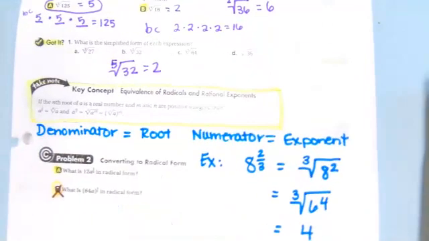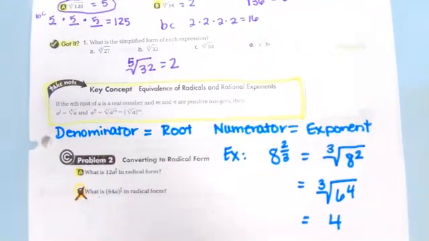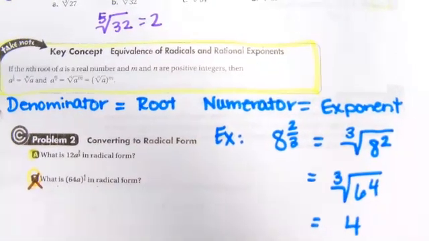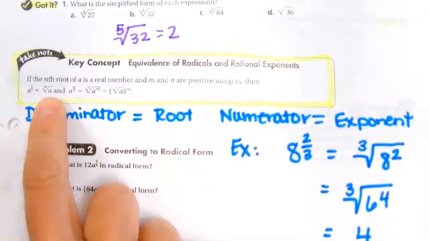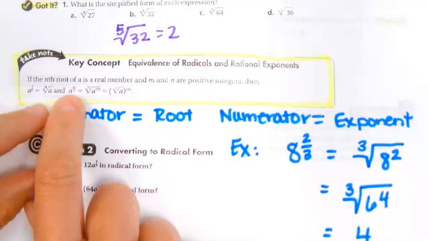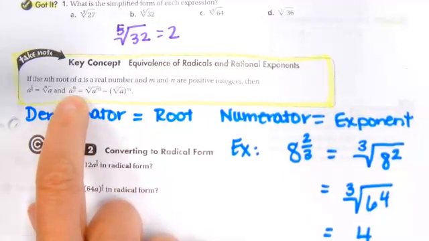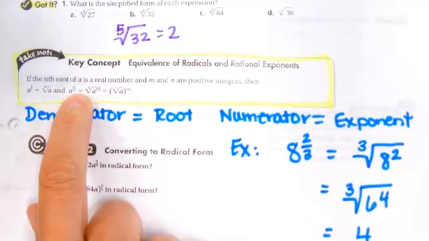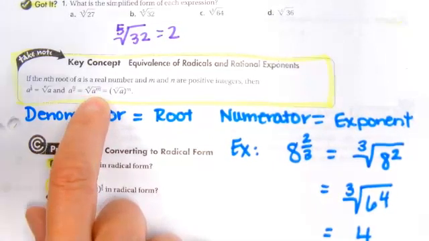Okay, so here's the key concept, which I just copied for you. Basically, a radical with a fraction on it is really equal to an exponent that is a fraction. If you have a base a, any number, and then a fraction m over n, what that means is that the index is the denominator, and the numerator is the exponent on your radicand.